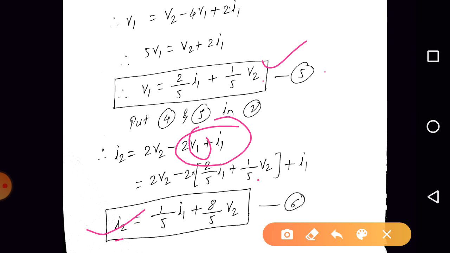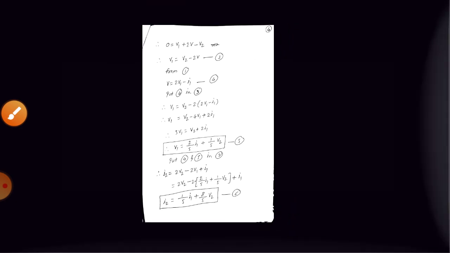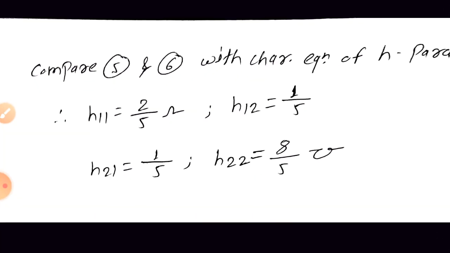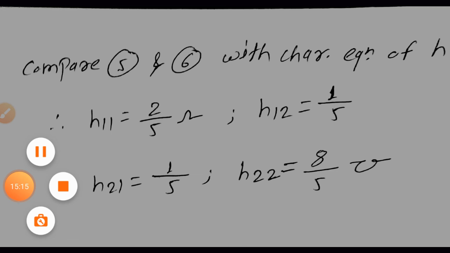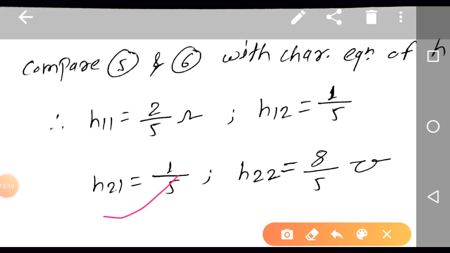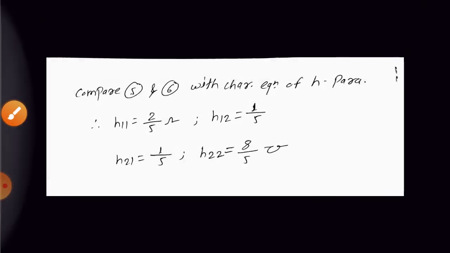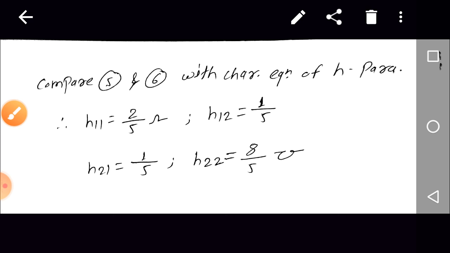So what is h11? It is 2 by 5, h12 is 1 by 5, h21 is 1 by 5, h22 is 8 by 5. So here we have the final solution: h11 2 by 5, h12 1 by 5, h21 1 by 5, and h22 8 by 5. This is about the h parameters, or the hybrid parameters.